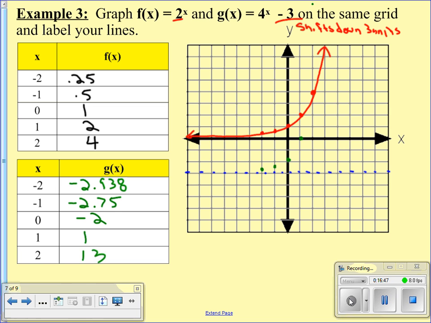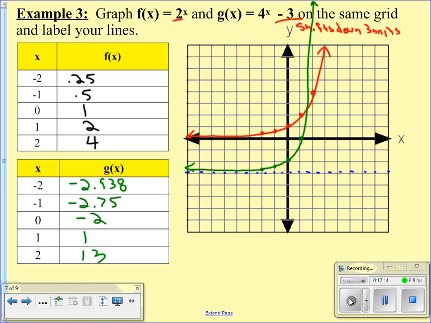The graph is never going to cross that. It's never going to touch it. It's just going to follow along it closely and then start to grow up. So there are the two graphs, using my calculator for the table, but graphing it by hand and knowing where each asymptote is.